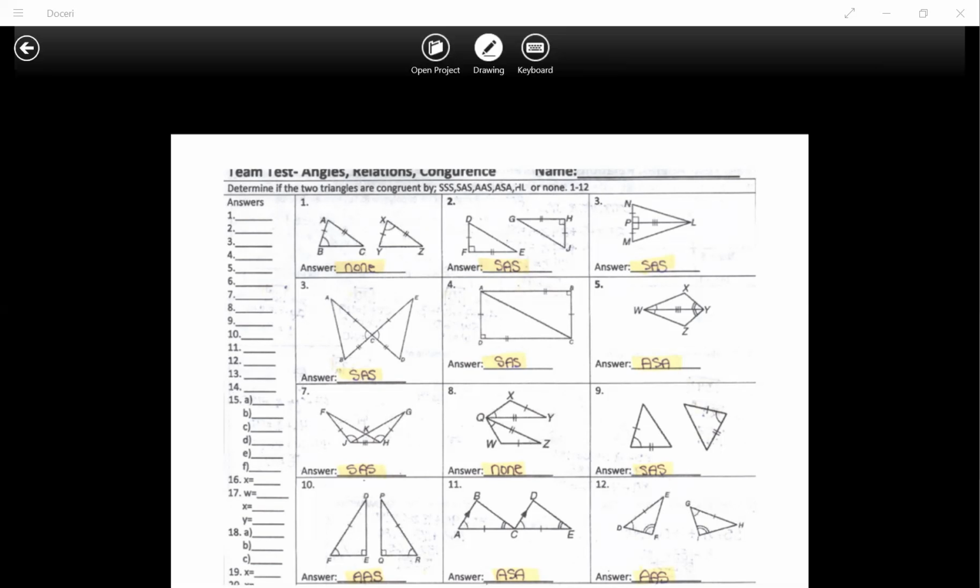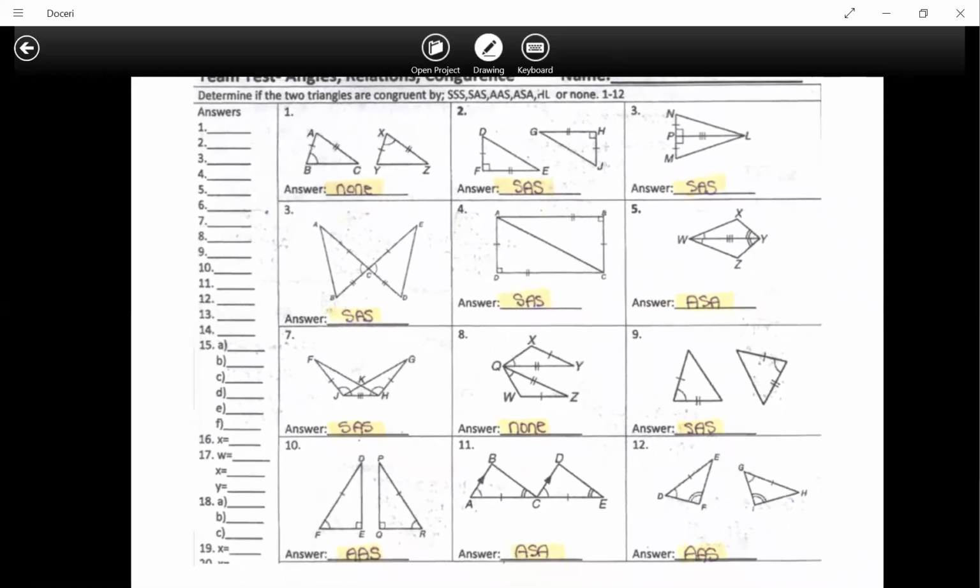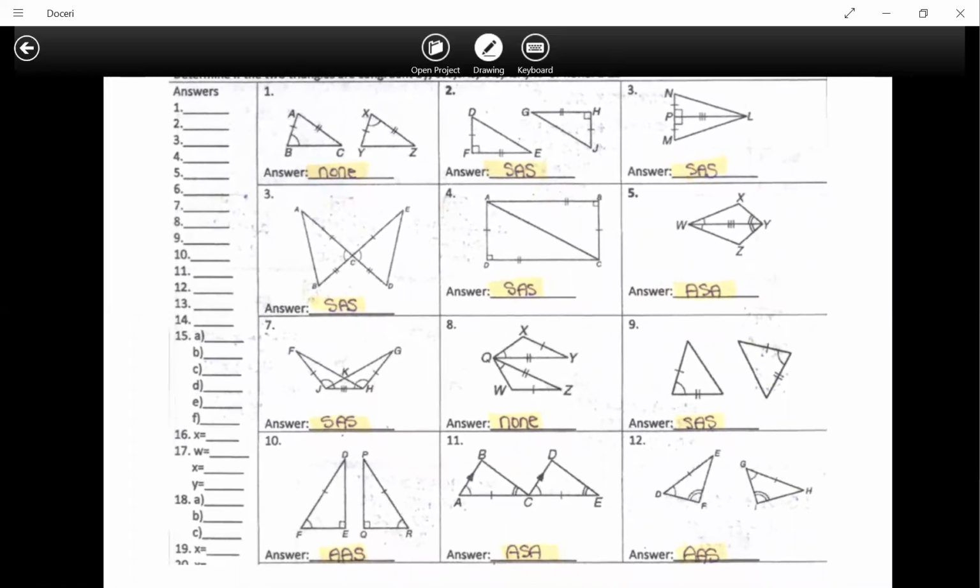Any questions on 1 through 12 at all? Checking them out. 1 through 12. Going once? Going twice?